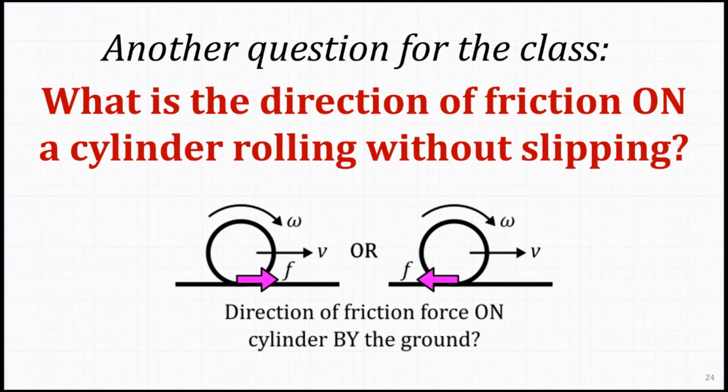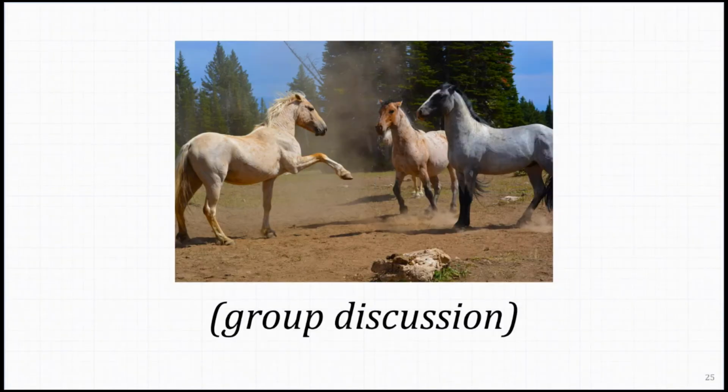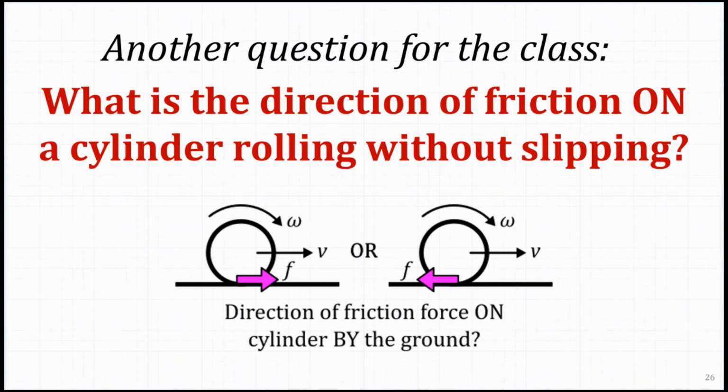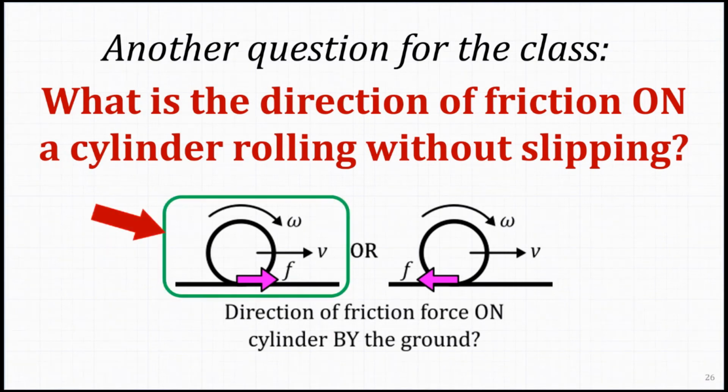A lot of people think that maybe the frictional force on the roller is in the same direction as the velocity. Some people think that the frictional force on the roller is in the opposite direction, thinking about it in terms of a torque or something like that. Talk amongst yourselves. So what did we decide? Well, what if I told you that this was the correct answer, that the force of friction is in the same direction as the velocity?